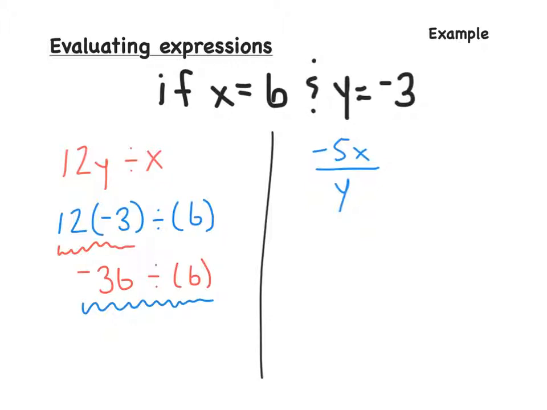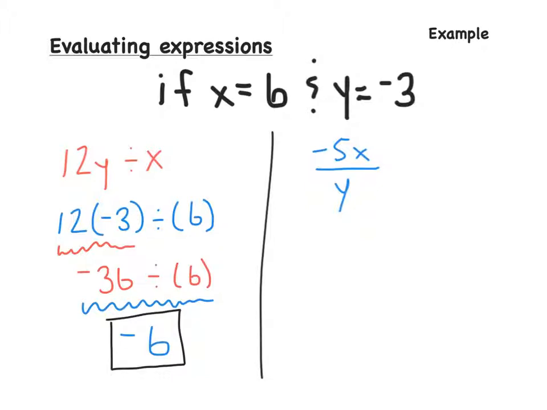So we know a negative divided by a positive is always going to be negative. So how many times does 6 go into 36? That answer is 6. So our final answer is negative 6. Let's look at the second one.